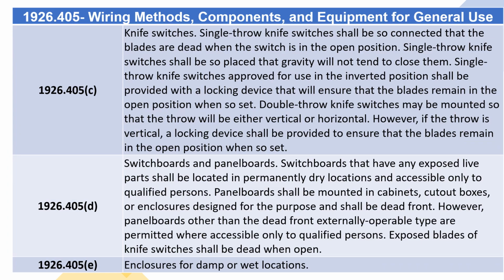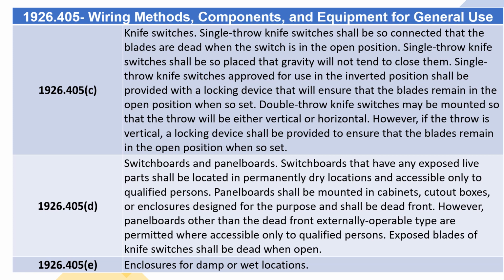1926.405(c). Knife switches. Single-throw knife switches shall be so connected that the blades are dead when the switch is in the open position. Single-throw knife switches shall be so placed that gravity will not tend to close them. Single-throw knife switches approved for use in the inverted position shall be provided with a locking device that will ensure that the blades remain in the open position when so set. Double-throw knife switches may be mounted so that the throw will be either vertical or horizontal. However, if the throw is vertical, a locking device shall be provided to ensure that the blades remain in the open position when so set.